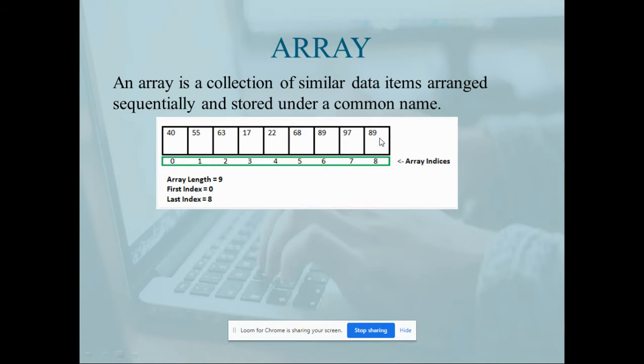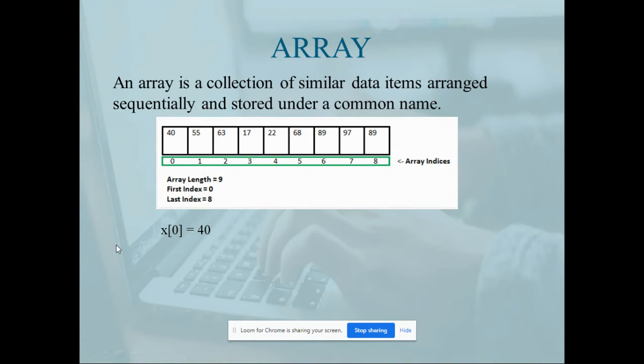Only numbers are being stored. You are not going to store any characters here. So similar data items arranged sequentially, that is one after another, and stored under a common name. So you have a common name for this array storage.